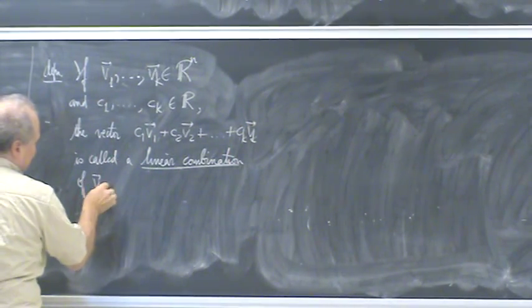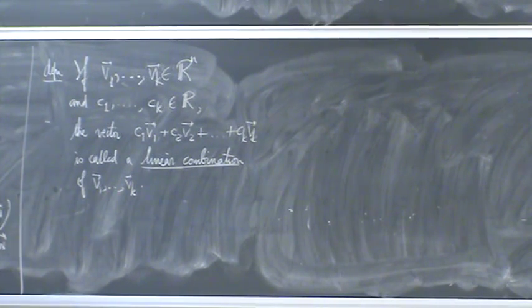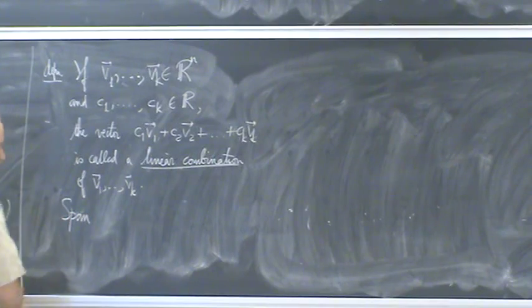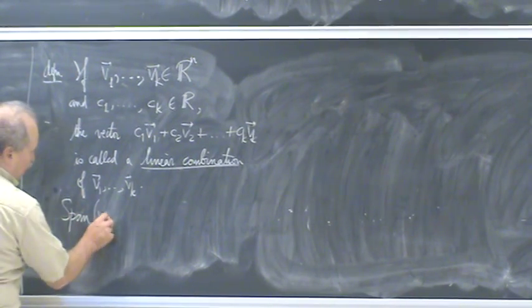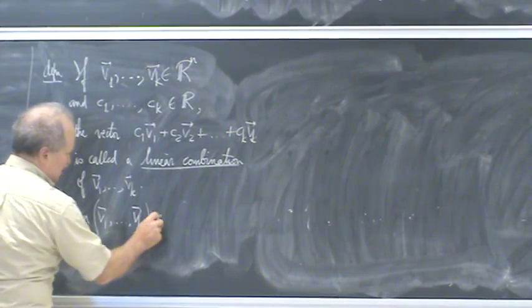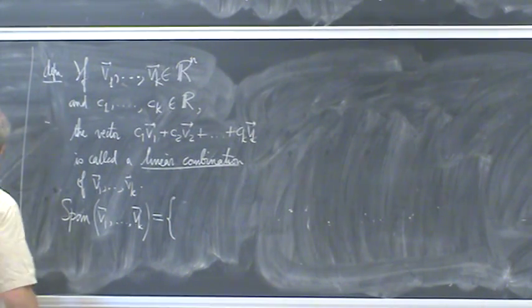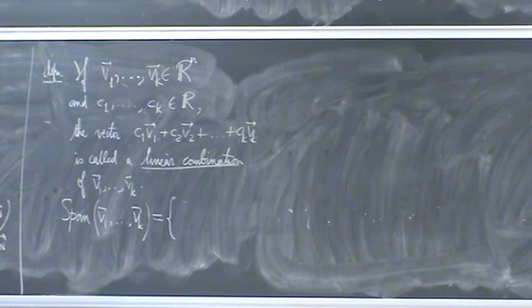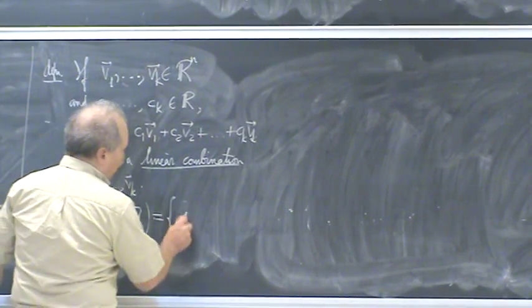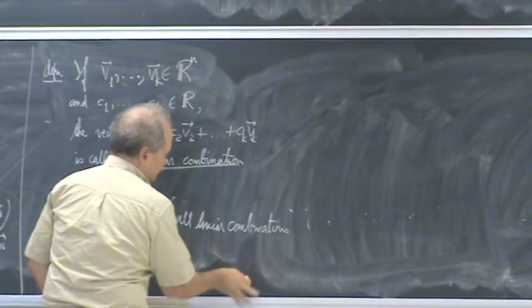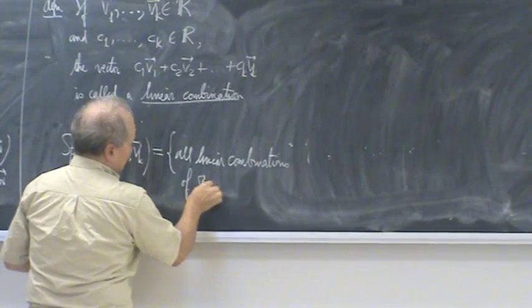Of V1 to Vk. The collection of all such things has a word. It's written span of V1 to Vk, and it is the set of all linear combinations of V1 to Vk. So this is like taking V and W and spanning the plane with them. That's where the language comes from. So this is the set of all linear combinations of V1 to Vk.